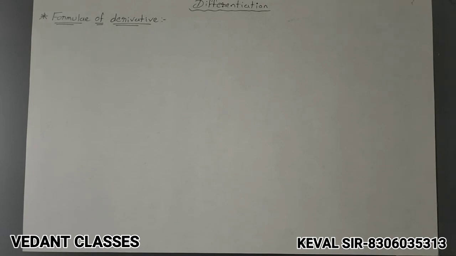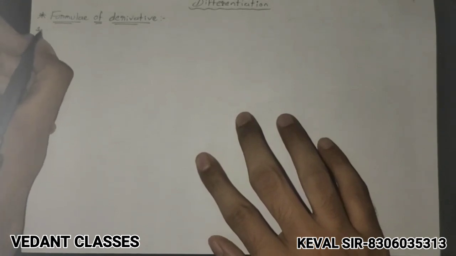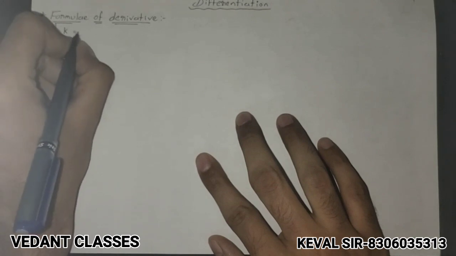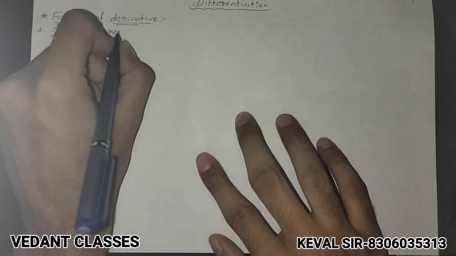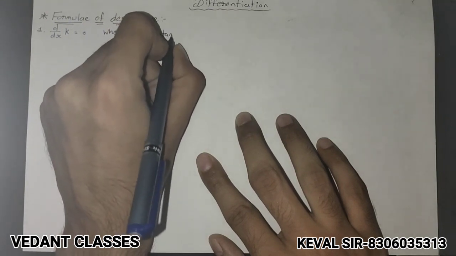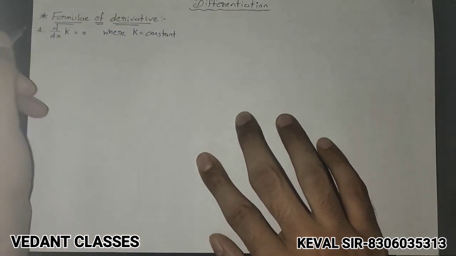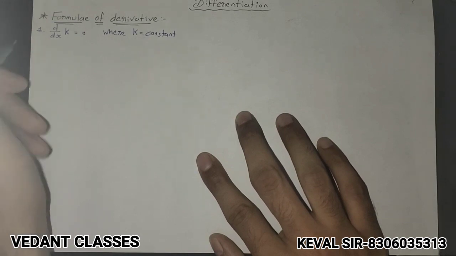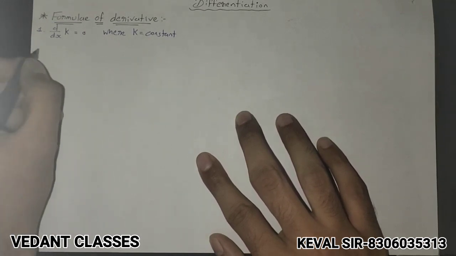In this lecture we will see a few formulas of derivatives and then we will solve questions regarding differentiation. Let's start with the first formula. The first formula is dy/dx of k equal to 0, where k is any constant. Differentiation of a constant is always 0. For example, differentiation of 5 is 0, of 10 is 0, of 100 is 0. Likewise, the differentiation of any constant term will be 0.